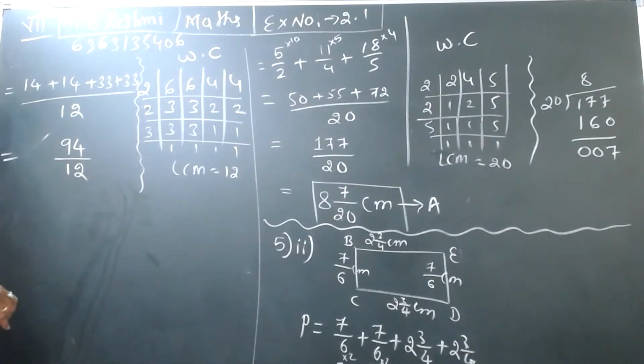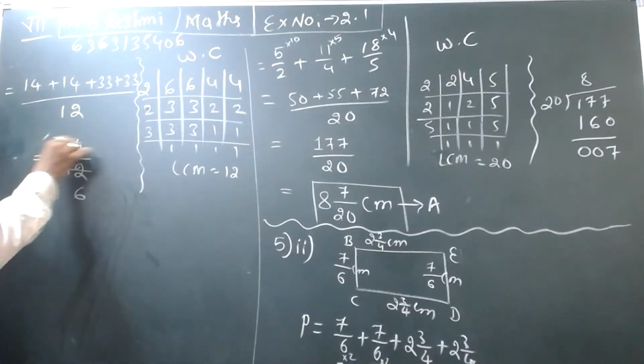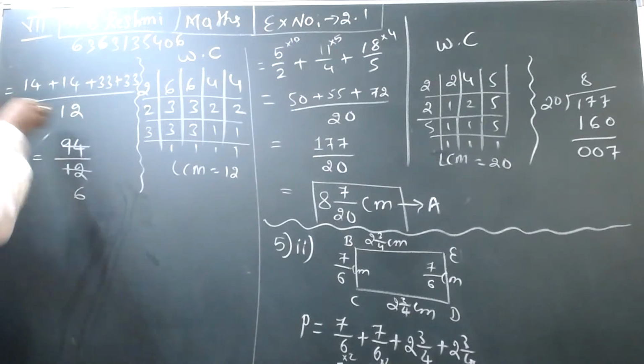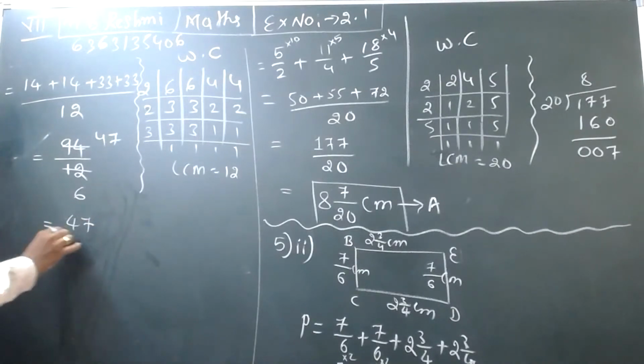94 upon 12. Now cancel with the 2 table. Cancel this with the 2 table. 2 6s are 12, and this can be written as 8 and 7 are 47. And the answer is 47 by 6. What is the answer? 47 by 6.